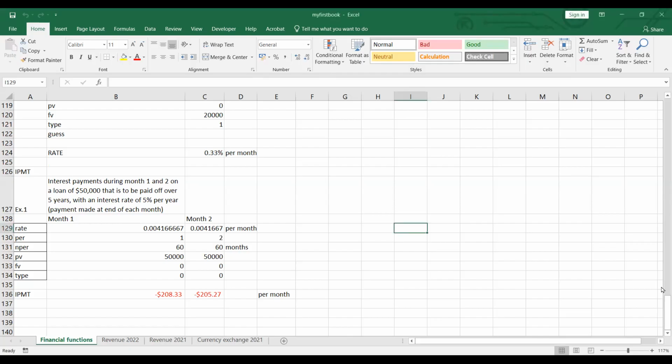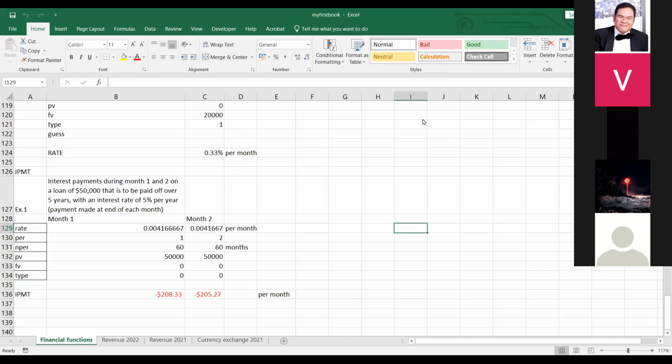On the last class we talked about financial functions, in the second set of the financial functions. Let's have a look.